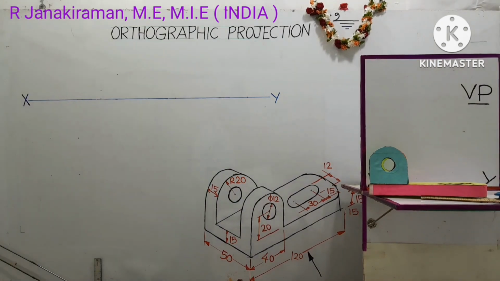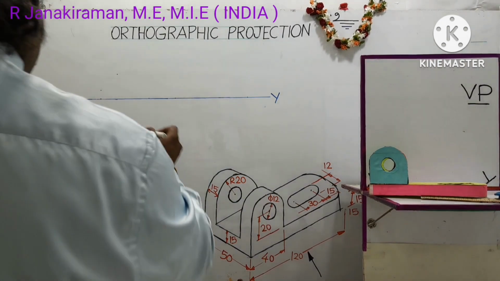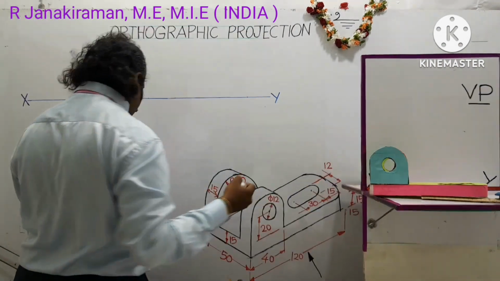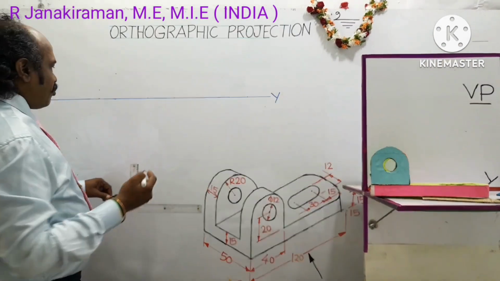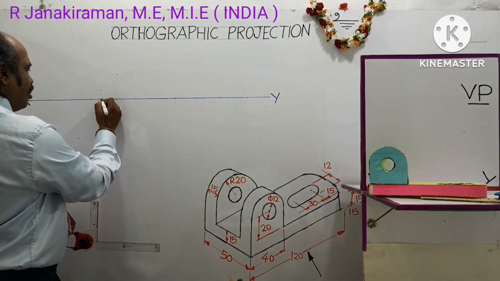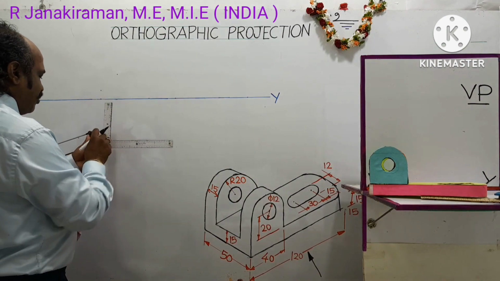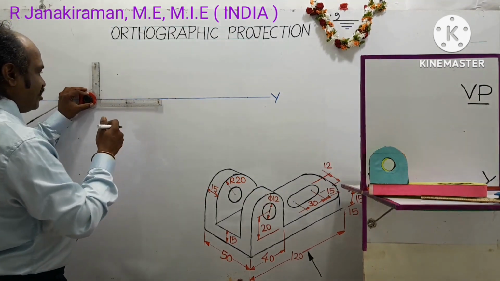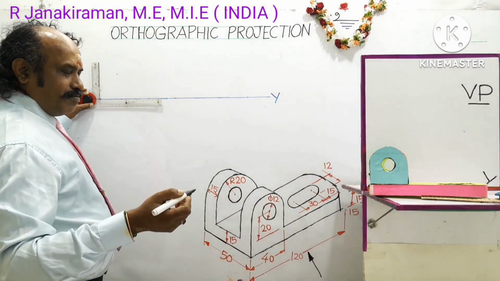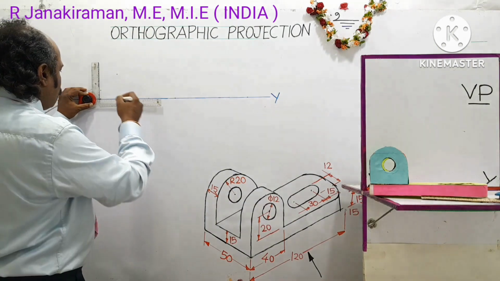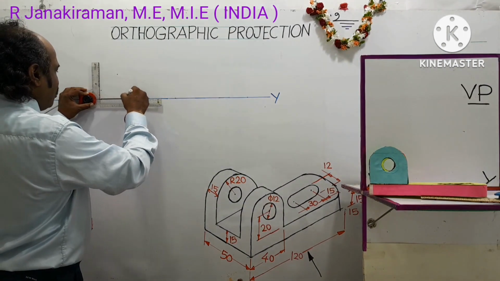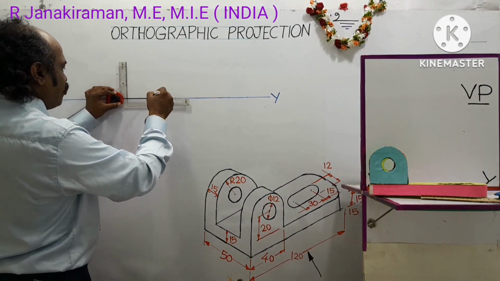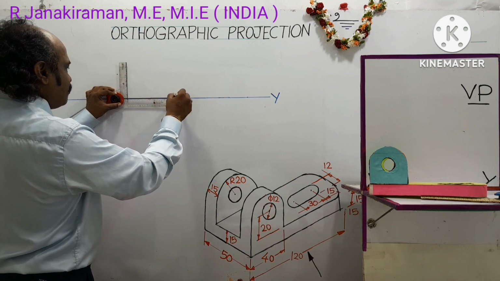First you draw a reference line called the XY line using the horizontal scale of your drafter. Locate any point on the XY line and draw a horizontal line using the longer scale of your drafter, using an HB pencil, showing the corresponding edges. So draw a horizontal line of length equal to 120 mm. 120 mm means 12 centimeters.